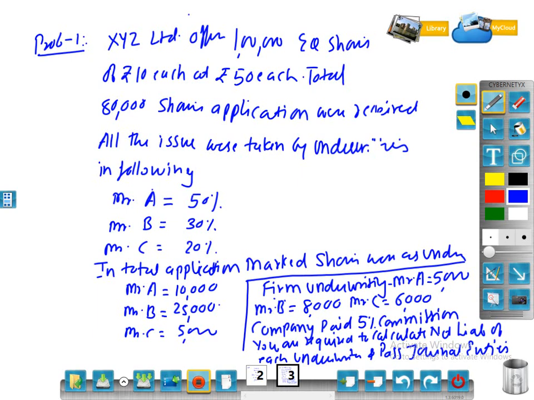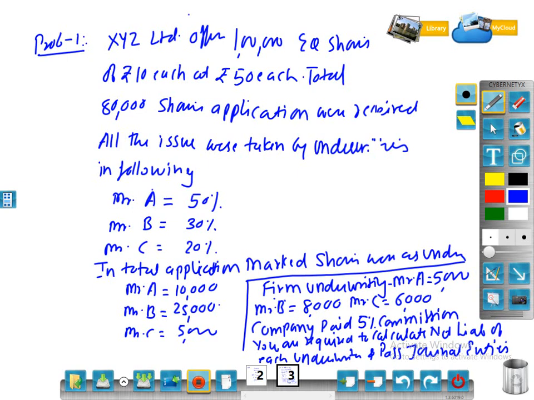Now what happened? Only 80,000 share applications were received, not full. This is a case of undersubscription. So full subscription was not there. There is a shortage of 20,000 shares. So what to do for the 20,000?